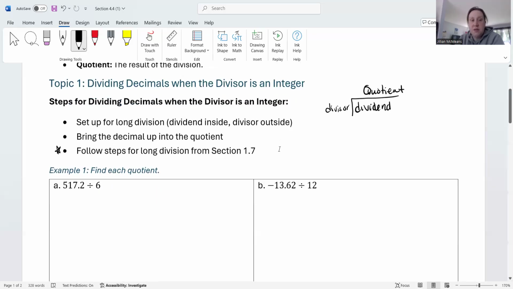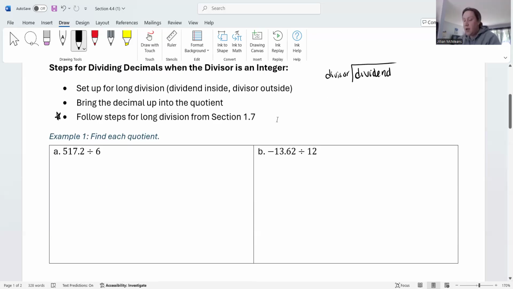So example 1 says find each quotient. So I have 517.2 divided by 6. So I want to set this up for long division. 517.2 is my dividend. 6 is my divisor. Okay. And all I have to do, as long as the divisor is an integer, all I have to do is bring my decimal up into my answer. And then I divide just like always.